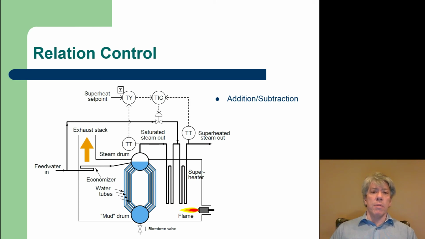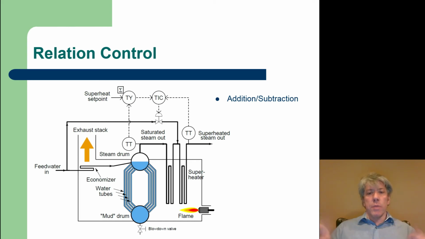So the temperature indicating controller, what it's doing is taking a desired temperature that is above the current measured saturated temperature and trying to add enough liquid water in so that the superheated steam that comes out at the very end is not too far superheated. So we back it up a little bit.